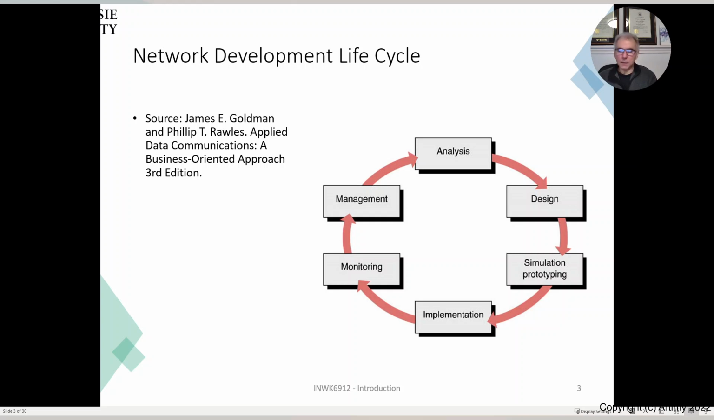Okay, so if you look at it from this perspective, then this course will cover both the design aspect and the management aspect and the analysis. So pretty much everything except the implementation and the simulation, right? So this course will cover the top part of the development life cycle that you see in the slides. Okay, and we will be talking mostly about the management first, and then we'll talk about the design.